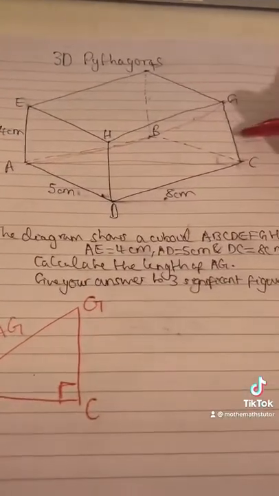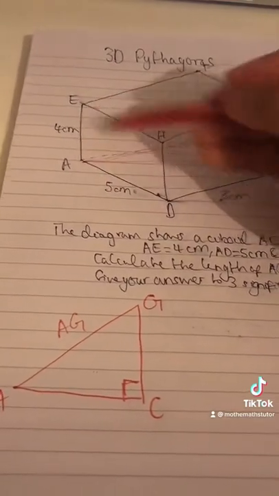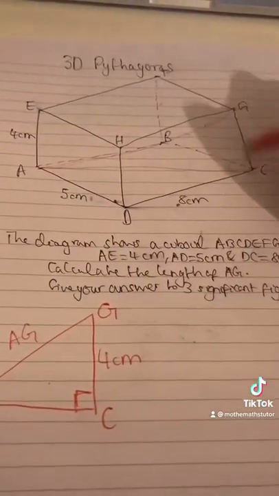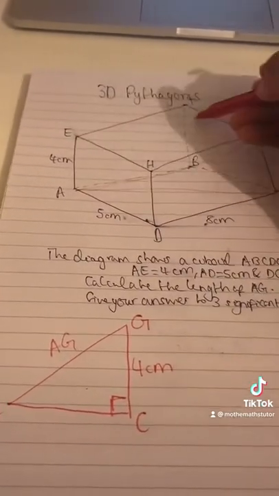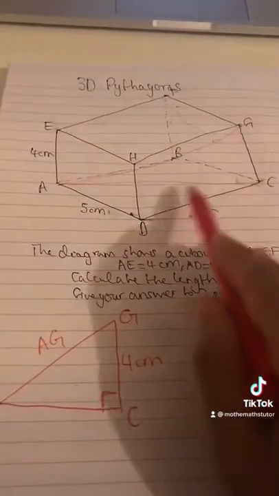Well, GC, we know GC is the same as HD, and it's the same as AE, which is given as 4 centimeters. So I'm going to write 4 centimeters here. And we know that because this is a cuboid, so these lengths are equal, and these lengths are equal. Now we need to find AC, but we're not given AC. How can we find AC?